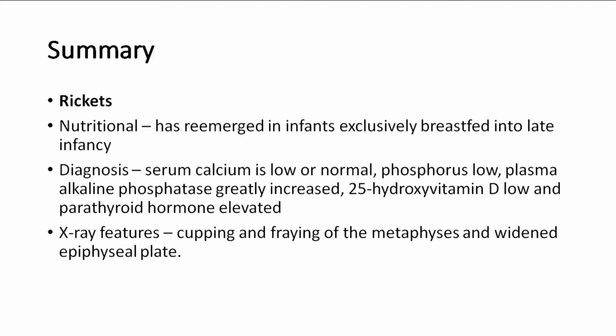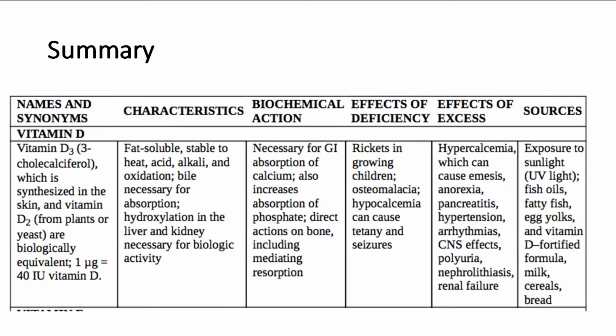Summary. Nutritional rickets has emerged in infants exclusively breastfed into late infancy. Diagnosis: serum calcium is low or normal, phosphorus low, plasma alkaline phosphatase greatly increased, 25-hydroxyvitamin D low, and parathyroid hormone elevated. X-ray features: cupping and fraying of the metaphysis and widened epiphyseal plate.